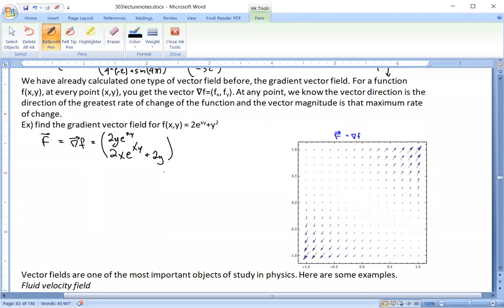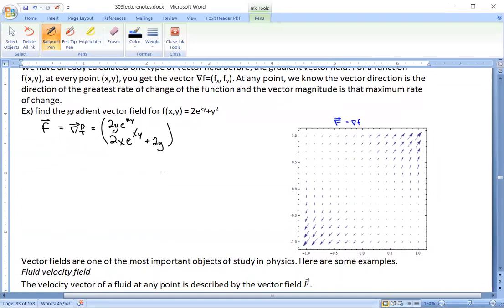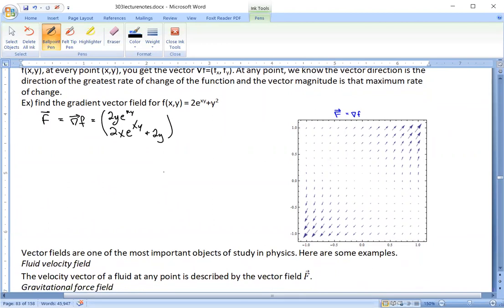In physics specifically, and then throughout STEM as well. So here are some examples. A fluid velocity field, mentioned this before: it's the velocity vector of a fluid at any point described by the vector field F. Another important one, the gravitational force field. We kind of know what this means, but let's talk about where it comes from.